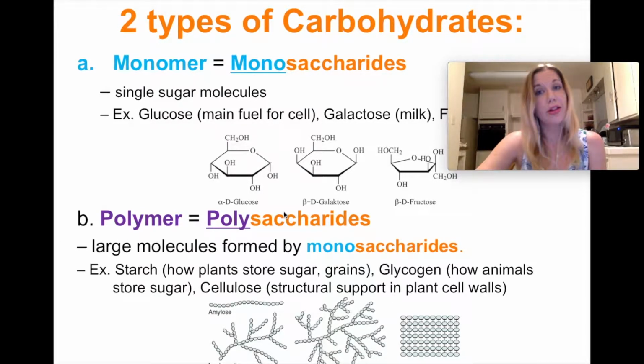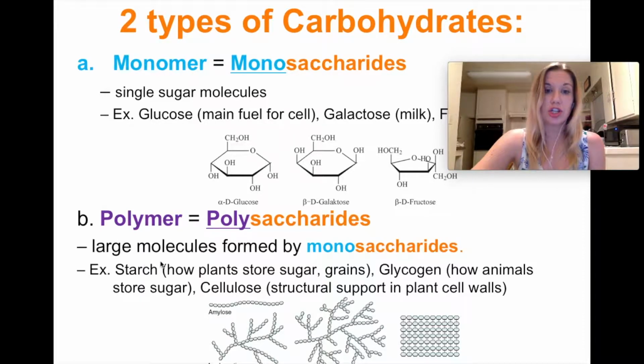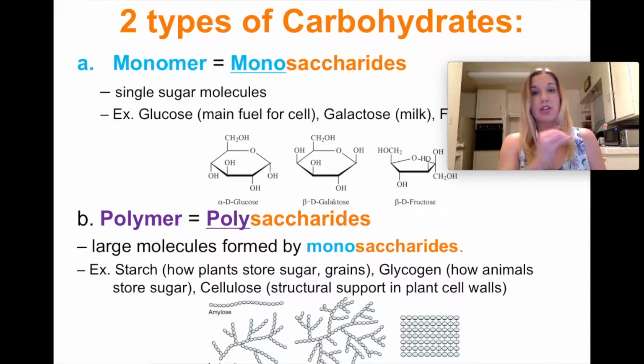So an example of a polysaccharide is starch. And so this is how starch is found in plants, and starch is how plants store their sugar in their grains. And in animals, we store glucose in the form of glycogen. Thinking about how we're linking those bricks together again, how our body stores our unused glucose is we link them together to form a larger molecule, a polymer, and that polymer is called glycogen.